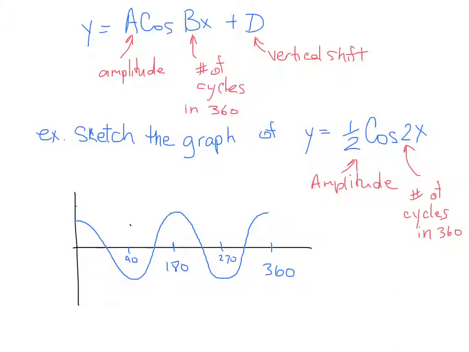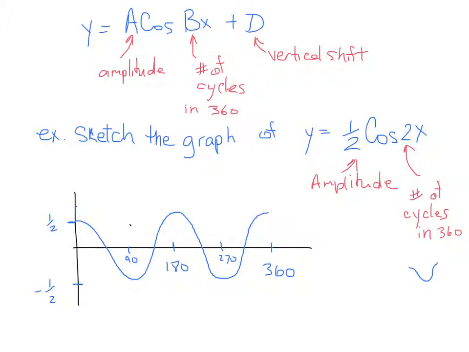All right, and as far as our amplitude, or top and bottom of the graph, since there is no vertical shift, the cosine curve starts at the amplitude. So that's a half, and that's negative a half. And that's what that graph looks like. So again, there were 2 cycles in 360, and as you should know, hopefully by now, one cycle looks like this, so we just drew 2 of them, and that's how we did that.